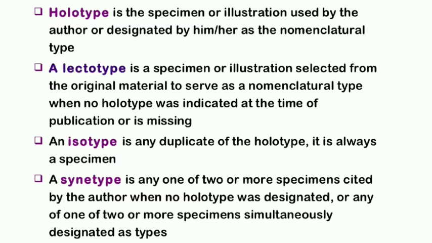Okay. The next one is isotype. It is any duplicate of the holotype, and it is always a specimen. Iso means the same. So, it is a duplicate of that. Simply, iso means the same.